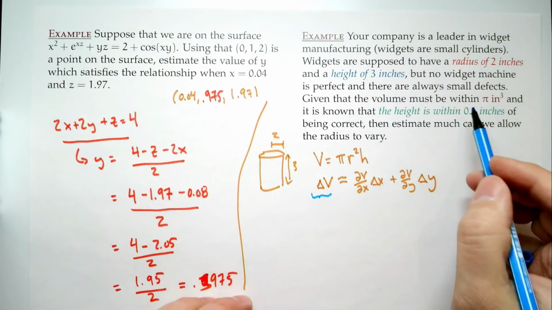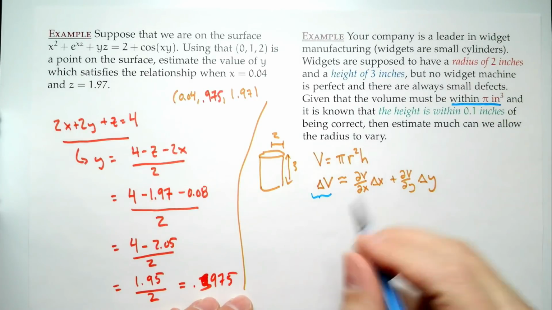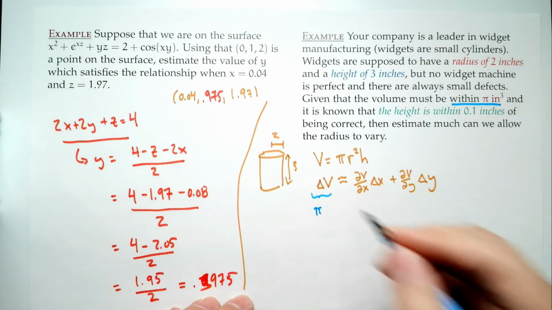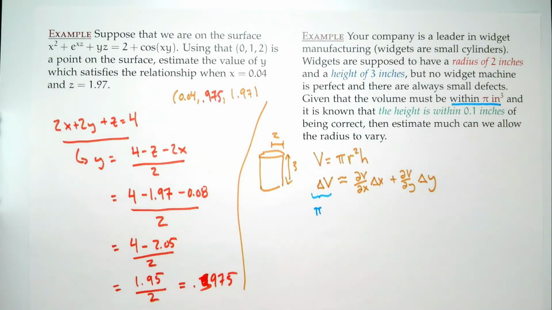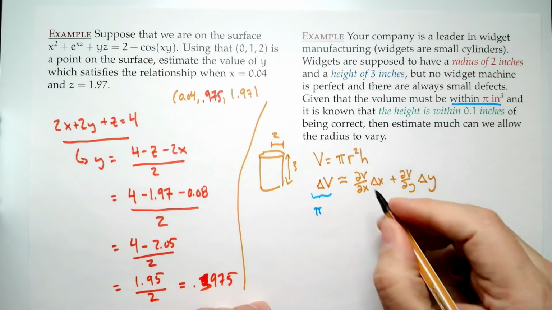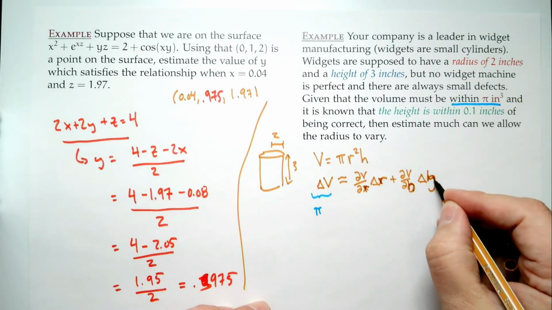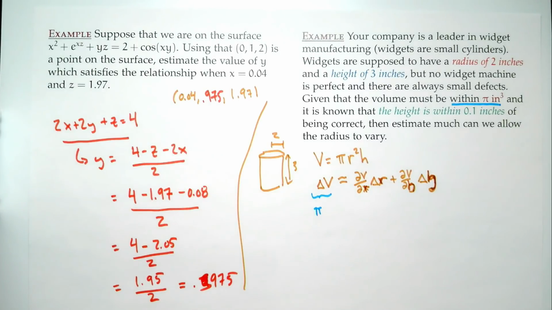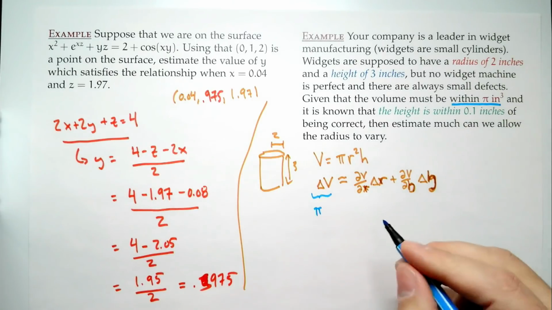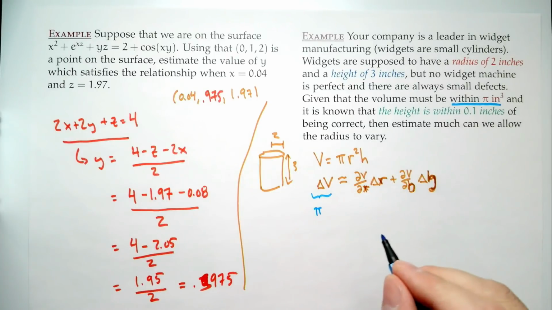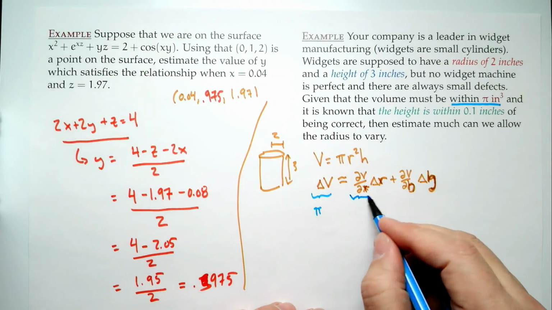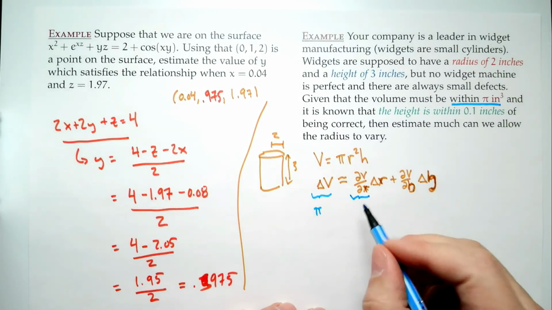Well, we're within pi. So change in volume is up to pi. Whoops, and I said x and y. Oh my gosh, that's a typo. I should have said r and h. It's a very fancy cursive h on the end. All right, so partial v, partial r. What is partial v, partial r? The derivative of v with respect to r: 2 pi rh.